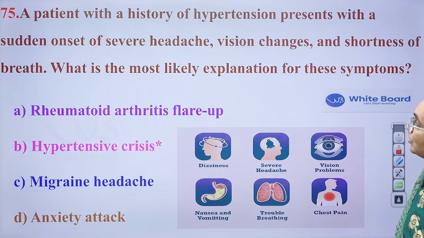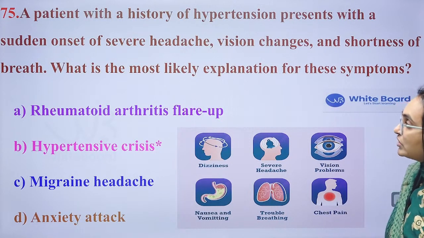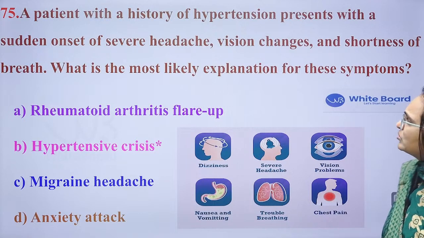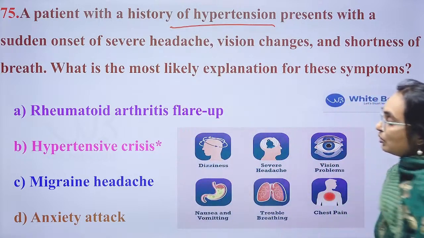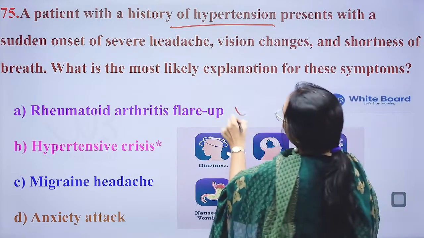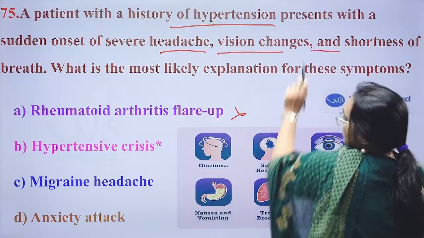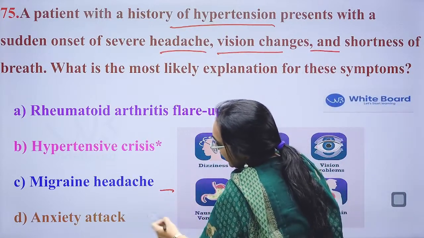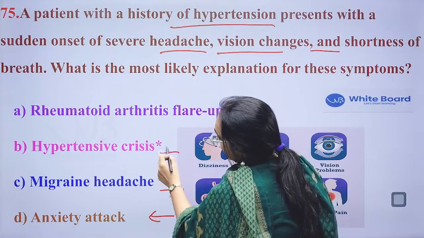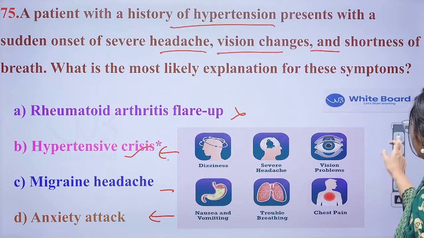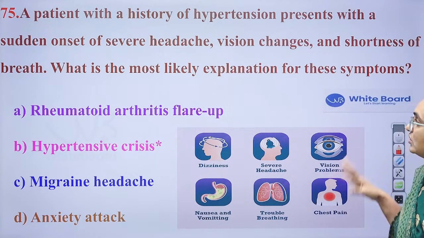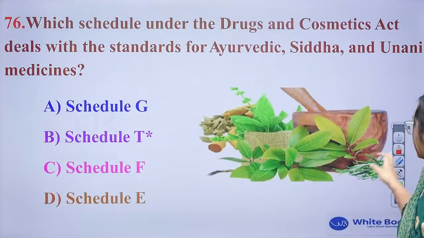A patient with a history of hypertension presents with a sudden onset of severe headache, vision changes, shortness of breath. Which is the most likely explanation for this symptom? The patient already has a history of hypertension, that means high BP. The options are rheumatoid arthritis flare up, hypertensive crisis, migraine, anxiety attack. So here the option is B. The 75 option is B. The name itself says these are all severe hypertensive symptoms.